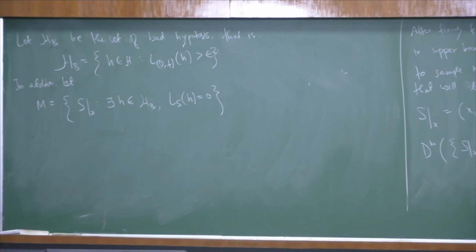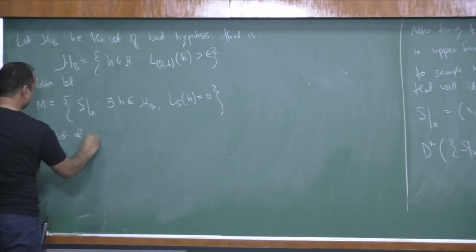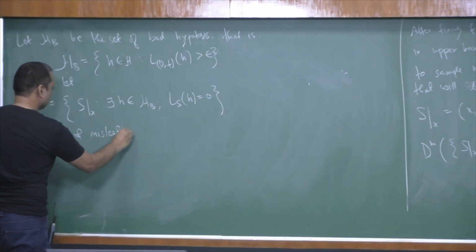Okay, so what we have done, we have collected all those bad hypotheses in H_B, and if for those bad guys there are samples on which it is giving me the empirical error or loss 0, then those samples are also misleading ones, because they will not generalize. Okay, so that's how we characterize these. So this is called the set of misleading samples.